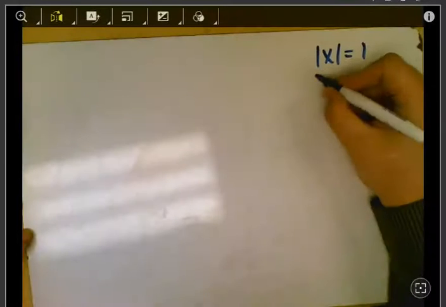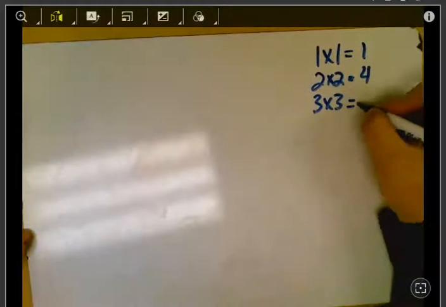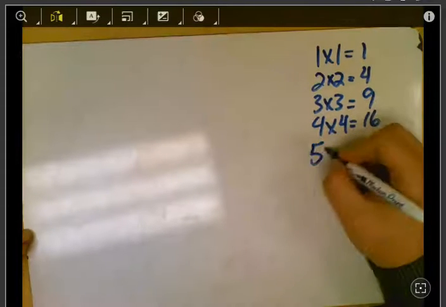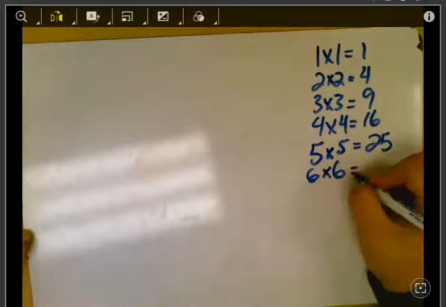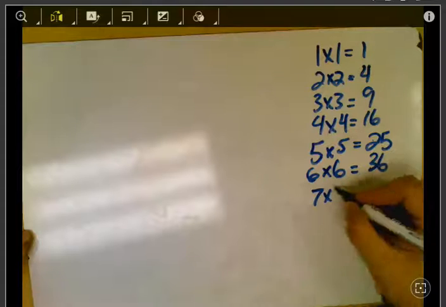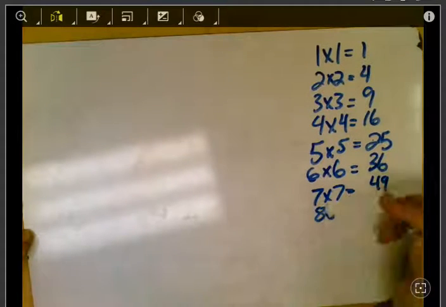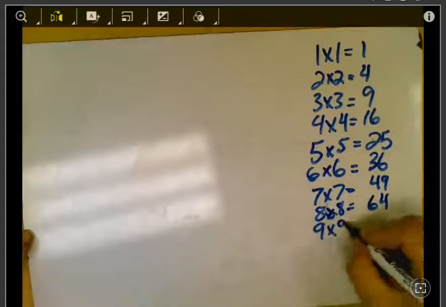One second, I'm going to move this camera up a little bit. We've got 1 times 1 equals 1. 2 times 2 equals 4. 3 times 3 equals 9. 4 times 4 equals 16. 5 times 5, 25. 6 times 6, 36. 7 times 7, 49. 8 times 8, oops, my bad, 8 times 8 equals 64. 9 times 9 equals 81.